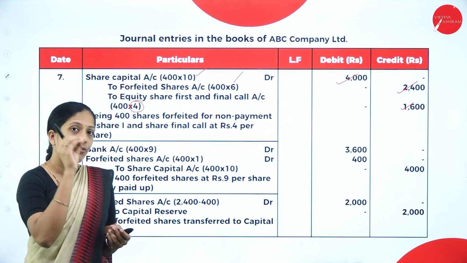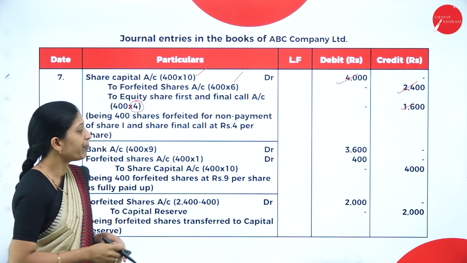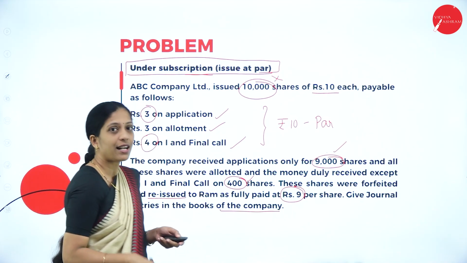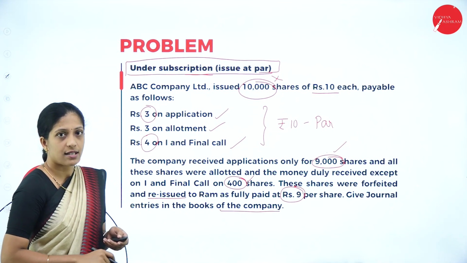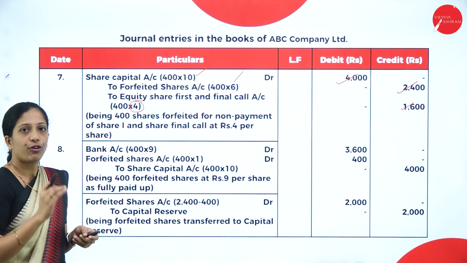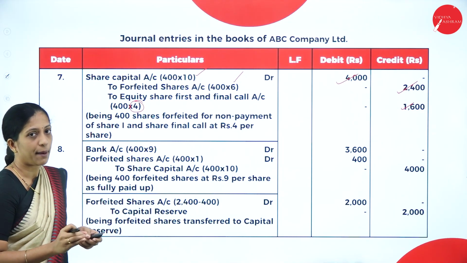Now, again that 400 shares we are going to reissue. So, reissue at what price? 9 rupees, which means that 1 rupee is discount. So, what is your entry for reissue? Bank account debit, forfeited shares account debit to share capital account.